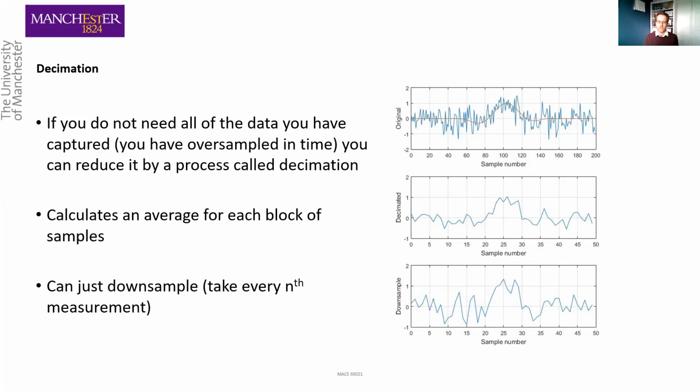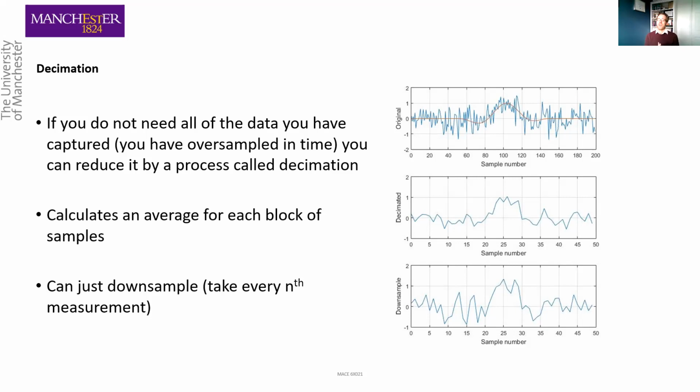The two common ways of doing this are called decimation and downsampling. The term decimation comes from Roman legionnaires, where if they had behaved badly or done something incorrect, they would be split up into groups of 10 and given straws to draw, and whoever drew the short straw would be killed by their colleagues. So every 10th person was killed. That's where it comes from.